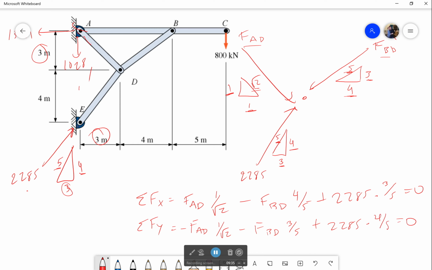Now, if I solve these, what do I get? Well, I get that my force AD is going to be 646, and my force BD is going to be 2285. Now, if it throws you off that both of these are 2285, you should realize that this shape is completely symmetric. If I were to have angled it and made this my y-axis, and then this my x-axis, you would see that these are both angled exactly the same, and so they would have to be equal to keep equilibrium.